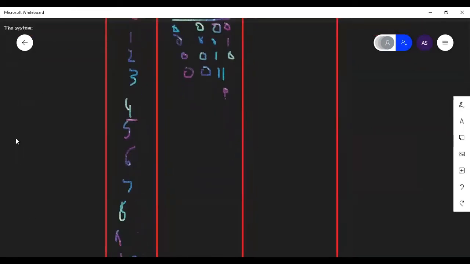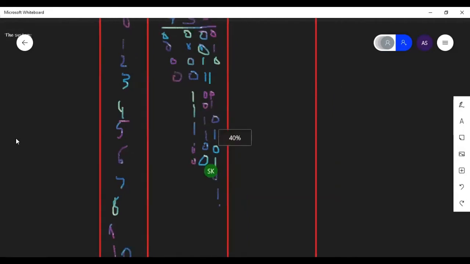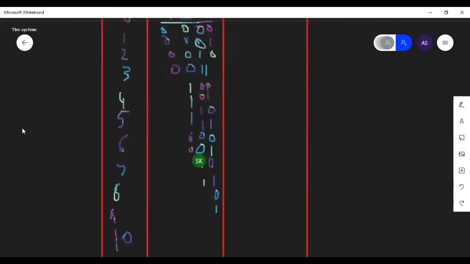In the second column, it's alternating between 0 and 1 every 2 elements: 0, 0, 1, 1, 0, 0, 1, 1, 0, 0. And in the third column, we'll be alternating every 4 elements. We have four zeros, then four 1s, then another four zeros. Let me continue this down. In the fourth column, it's alternating every 8.